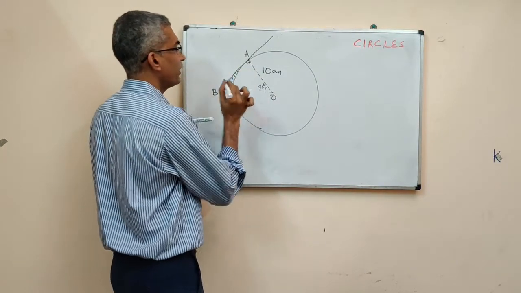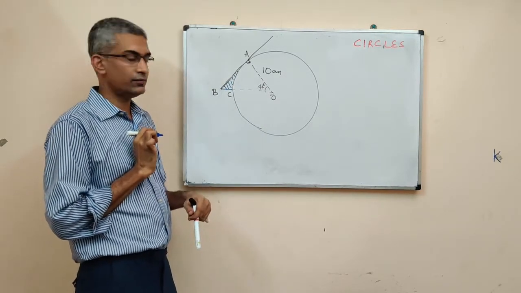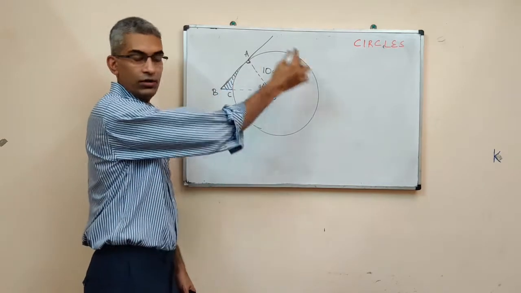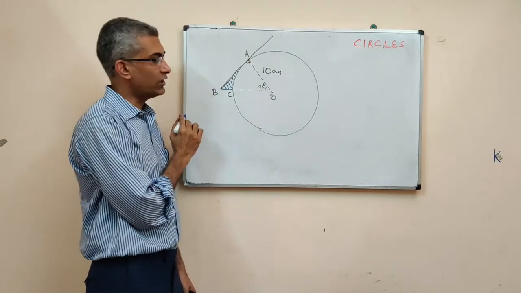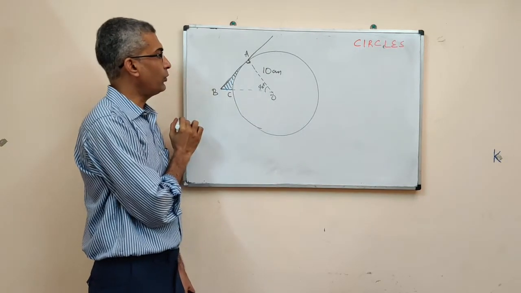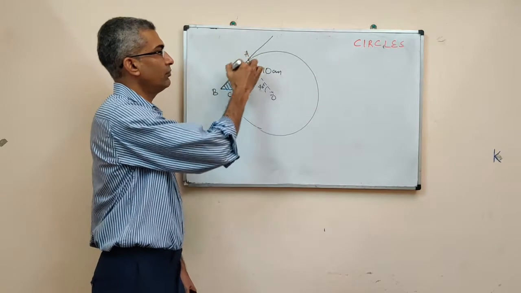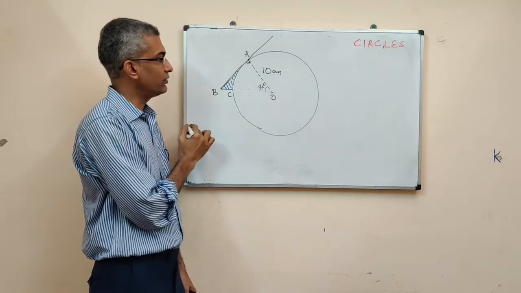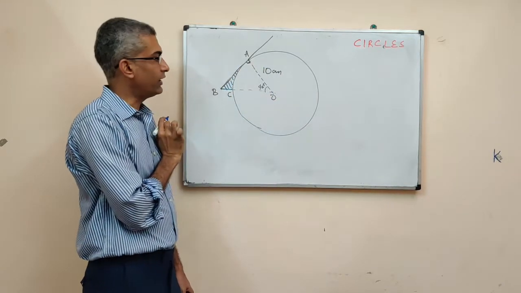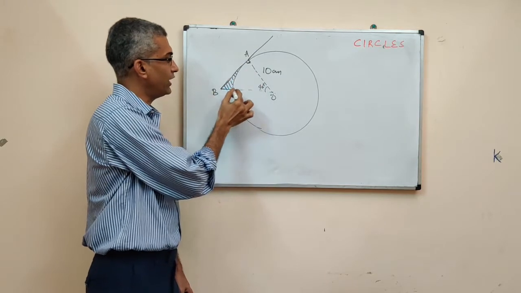The question is, what is the area of this shaded part? There is a small shaded part here. We have a circle of radius 10 centimeters. The center is point O. I have a point B here. BA is the tangent. The angle AOB is given as 45 degrees. What is the area of the shaded part over here?